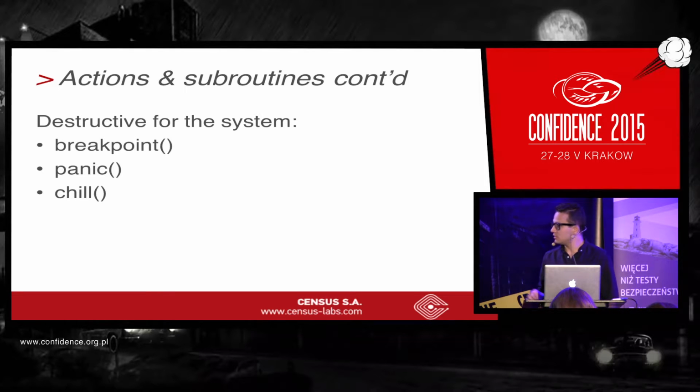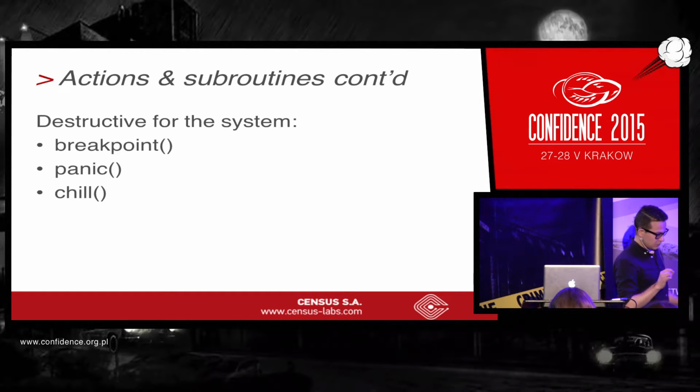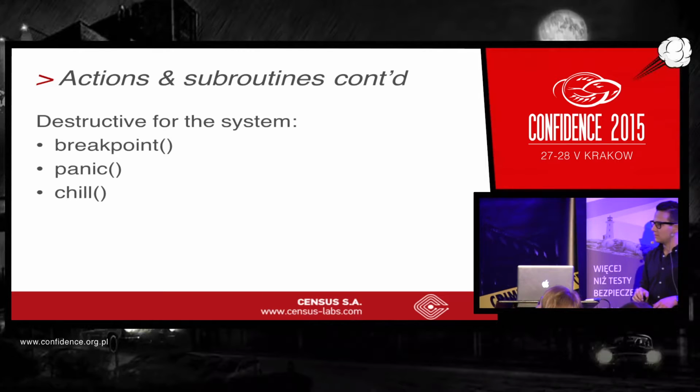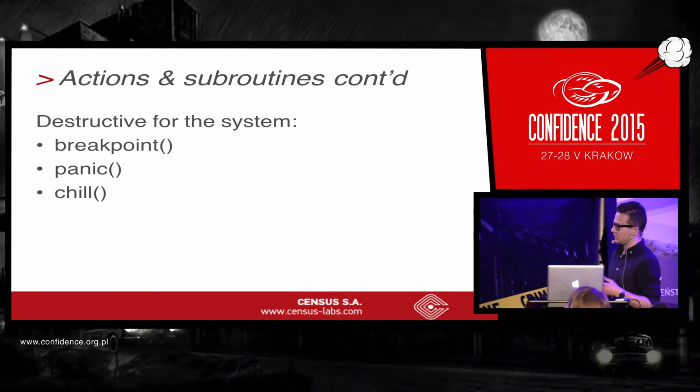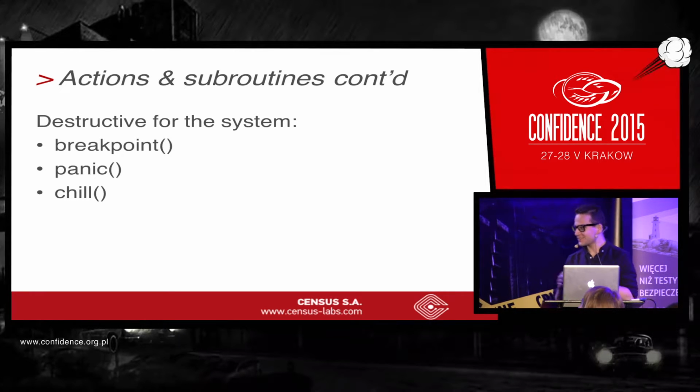And chill is also interesting for race conditions, because when you're analyzing a race condition, you can put some chills inside of the kernel, and you will win races more often than not. So it's good for analyzing vulnerabilities.